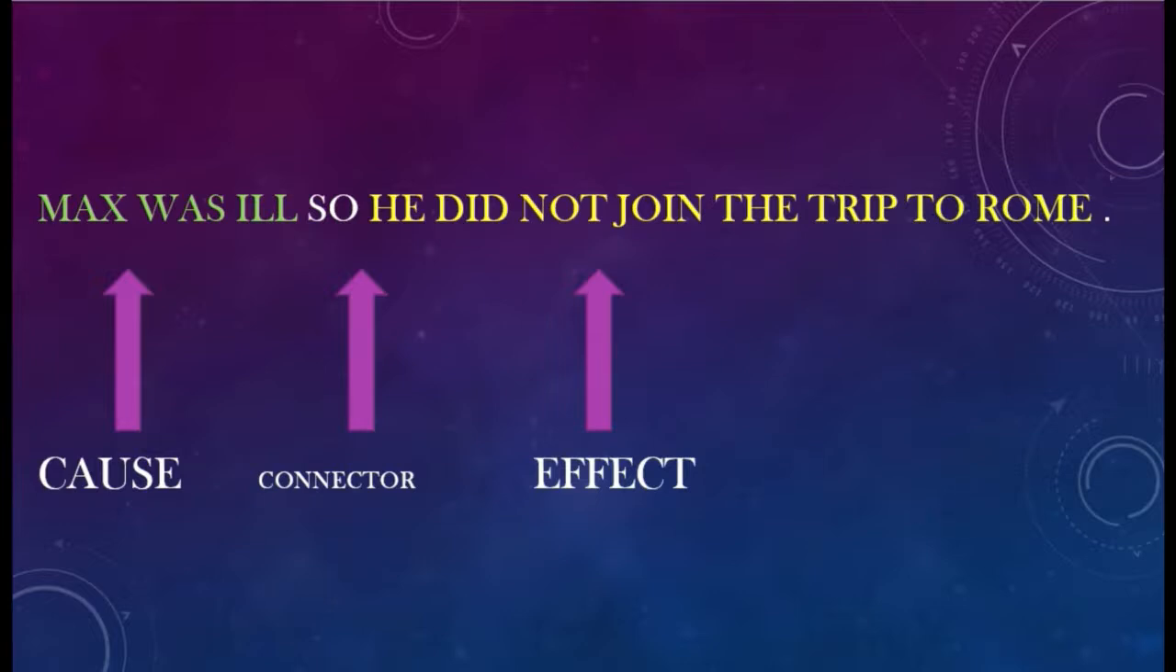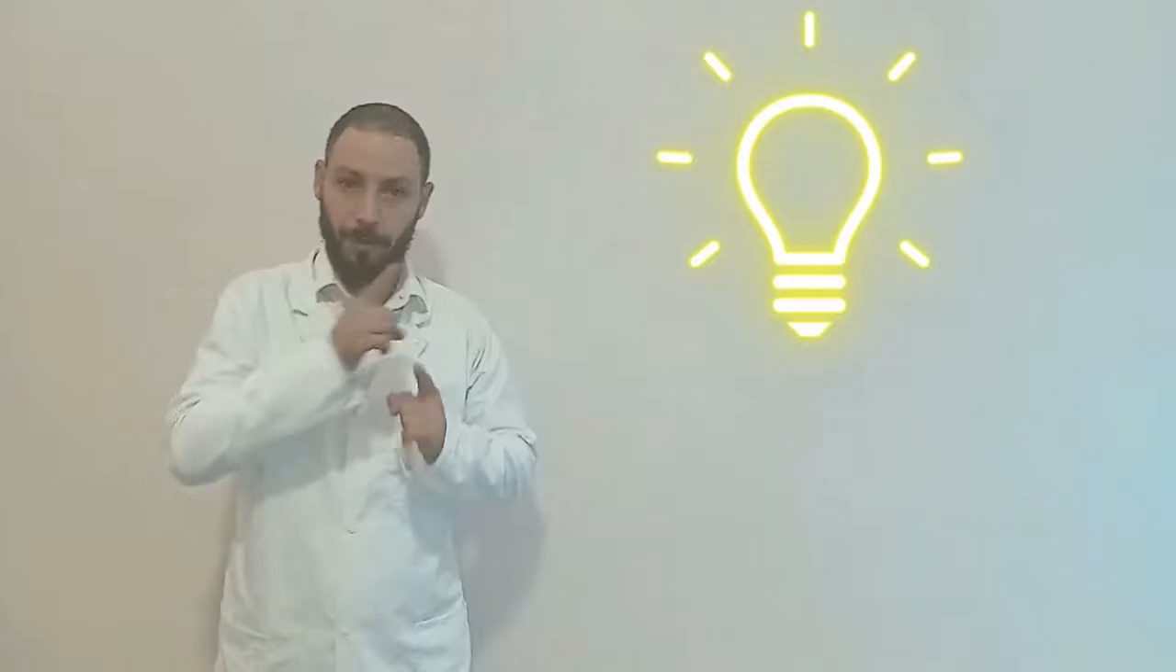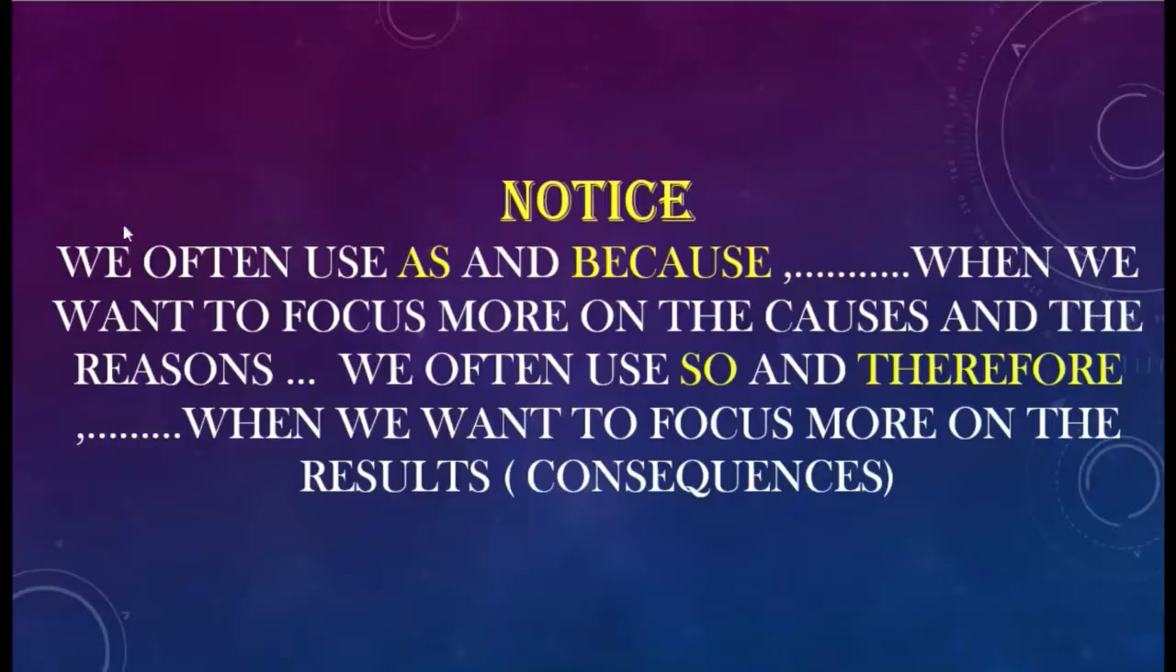Now we have a notice. This is very important in fact. Okay? I want you to pay attention very well. Let's go back to the lesson. We often use as and because when we want to focus more on the causes and the reasons. We often use so and therefore when we want to focus more on the results, between two brackets, the consequences. Very good. Let's move on.